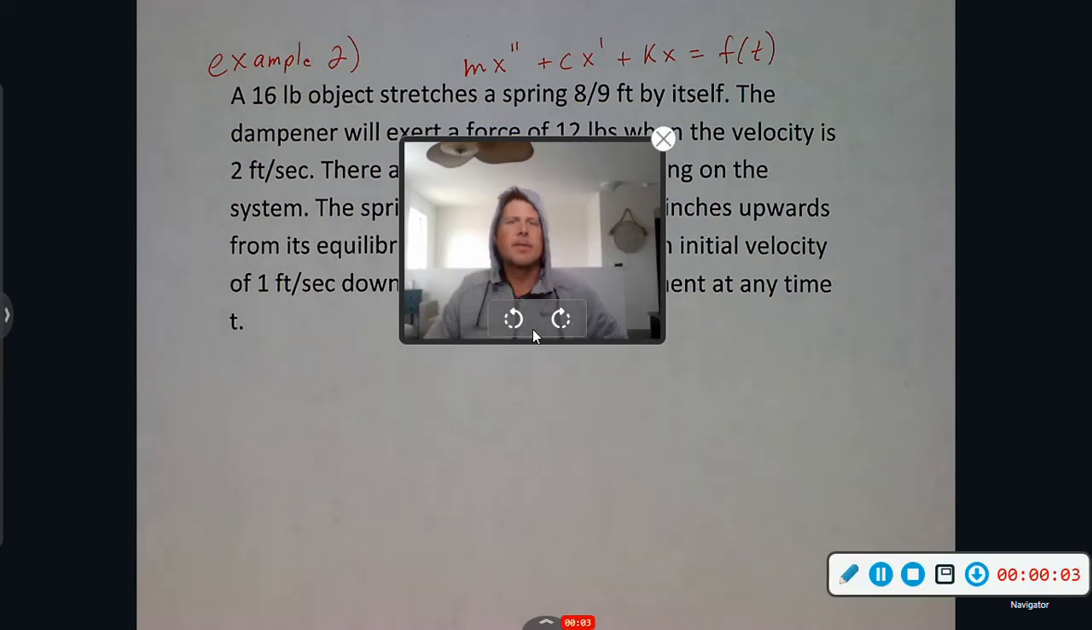Hoodie Math brings you example number 2 from 3.6 Mechanical Vibrations.